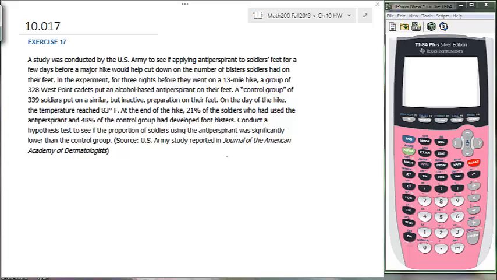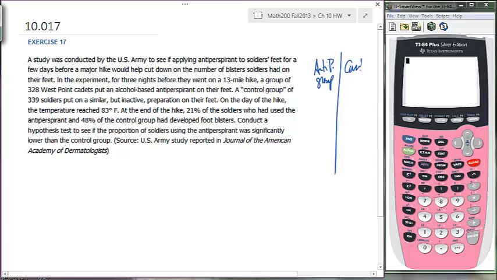Alright, let's see, we have the antiperspirant group, let's call them. And then we have the control group. So let's start with these two groups. I like to label these things 1 and 2 so that anything that comes up here will use 1 and 2. So the group that used the antiperspirant was the 328 West Point cadets.